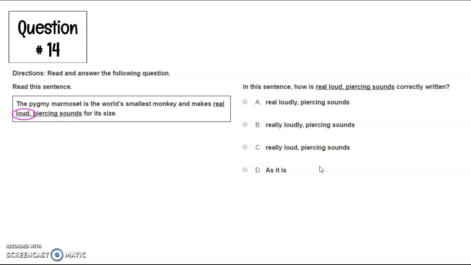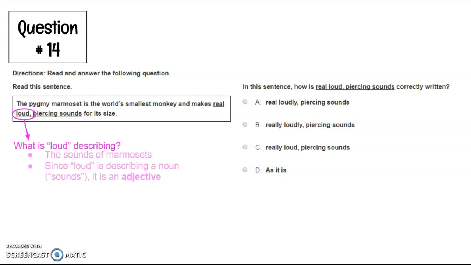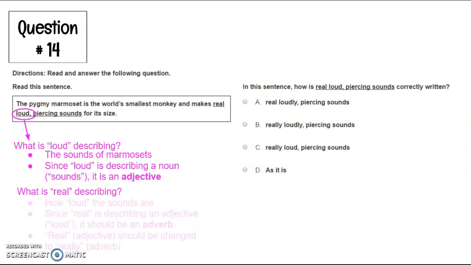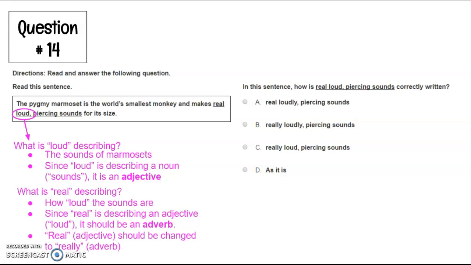All right, so we have this word loud. We got to ask ourselves, what is loud describing? So it's describing the sounds of the marmosets. Since loud is describing a noun, sounds, it is an adjective. Now we got to ask, what is real describing? How loud the sounds are. Since real is describing an adjective, loud, it should be an adverb. So real, an adjective, should be changed to really, an adverb, okay?